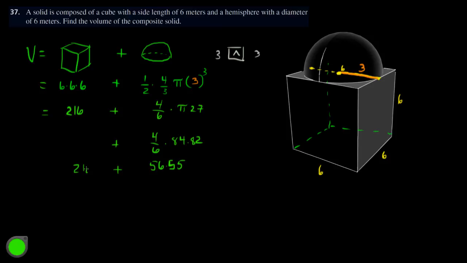Sad looking 5 there. All right. So the total volume plus the 216 is 272.55. And these were measured in meters, so this is going to be measured in meters cubed.